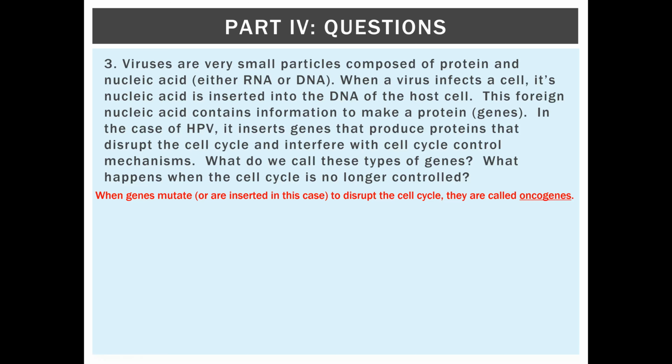So in a human that hasn't been infected with a virus, when one of our genes that normally controls our cell cycle mutates, we call those oncogenes. And in this case, the virus is actually inserting genes that disrupt the cell cycle. They would still be called oncogenes, but we get them in a different way. And that's why this virus is so dangerous, because it is inserting genes into our DNA that disrupt our cell cycle. An uncontrolled cell cycle can lead to uncontrolled cell growth, which is cancer.